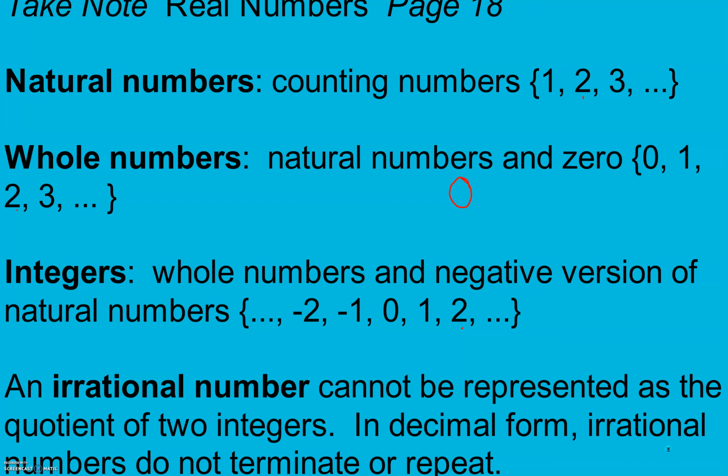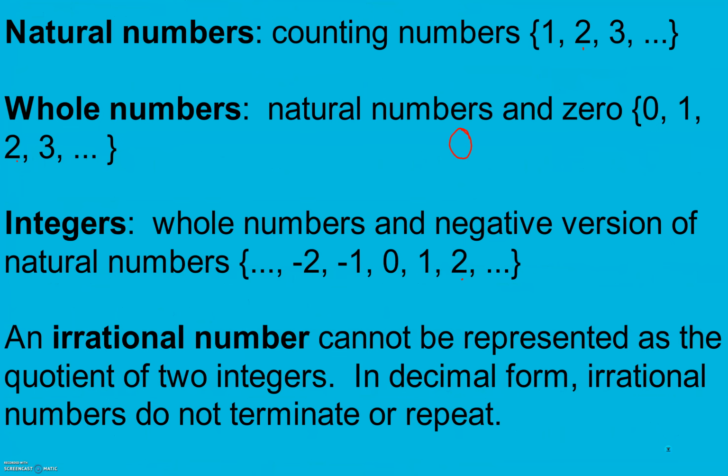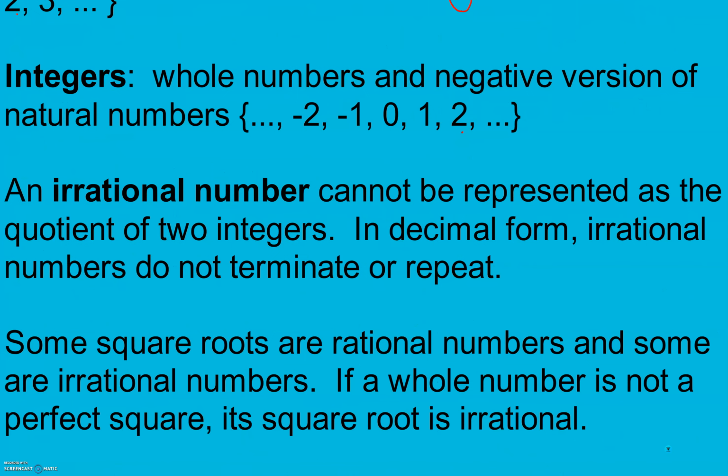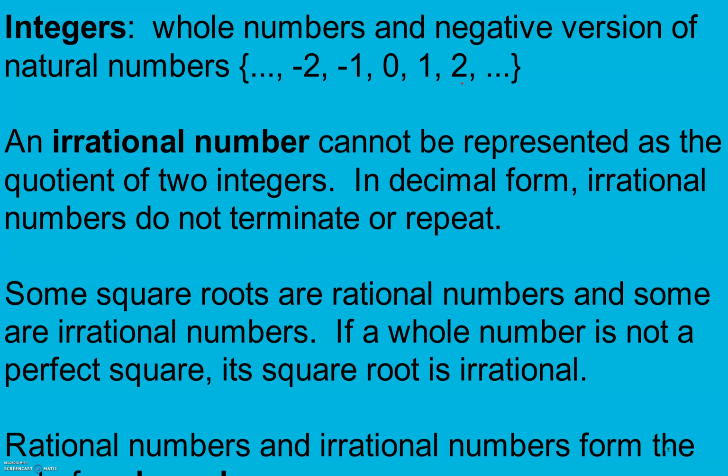And then we talked about rational numbers above, which are anything that can be written as a fraction or a terminating or repeating decimal. An irrational number cannot be represented as the quotient of two integers. We can't write it as a fraction, and in decimal form, they do not terminate or repeat. Square roots and pi are really good examples here, but some square roots are rational numbers and some are irrational. So if a whole number is not a perfect square, its square root is irrational.